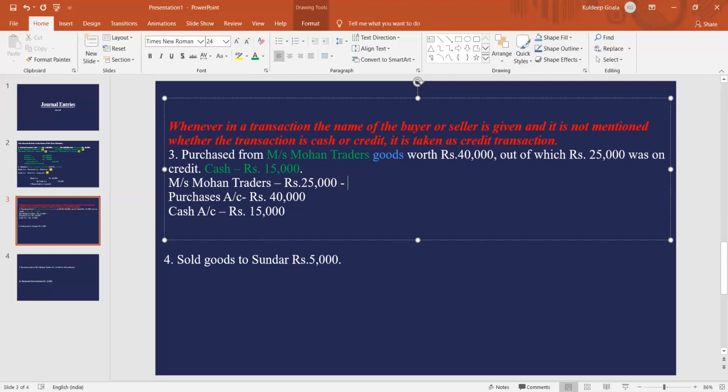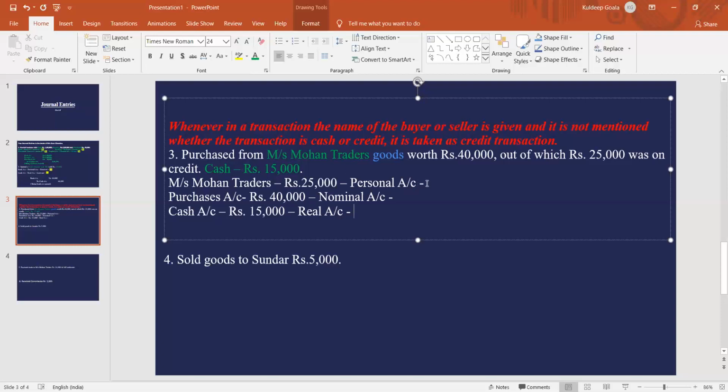So let's find out the accounts one by one. Now Mohan Traders is a business organization, so it is an artificial personal account. Okay, it's a personal account. Then comes purchases. Purchases is a nominal account because it relates to regular buying and selling of goods, or regular expenses. Then cash. Cash, we all know, is our property. It's a real account.